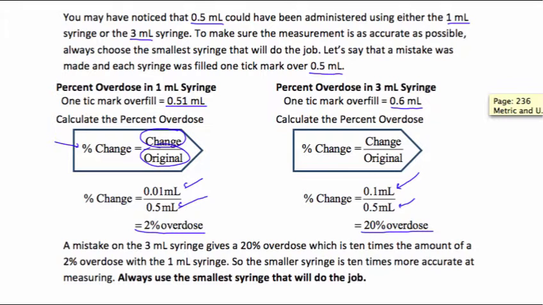So a mistake on the 3 milliliter syringe gives a 20% overdose, which is 10 times the amount of a 2% overdose with the smaller 1 milliliter syringe. So the smaller syringe is 10 times more accurate at measuring this dose. So always use the smallest syringe that will do the job to make sure you're being accurate.